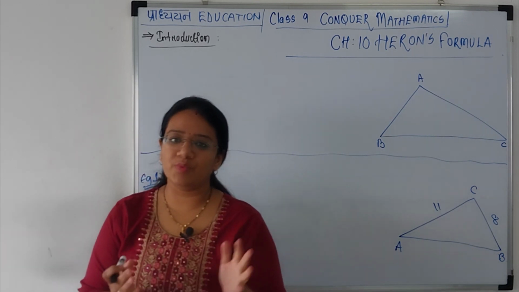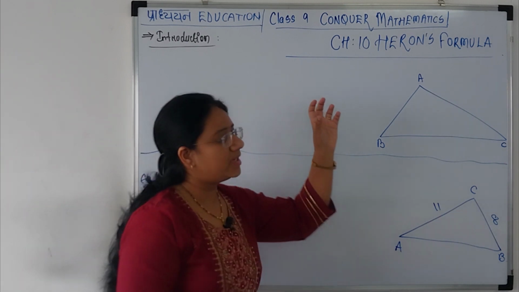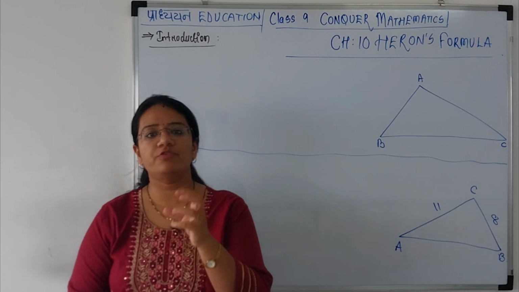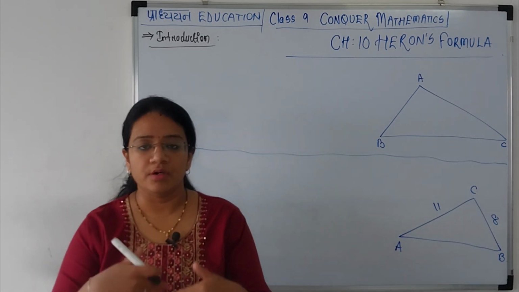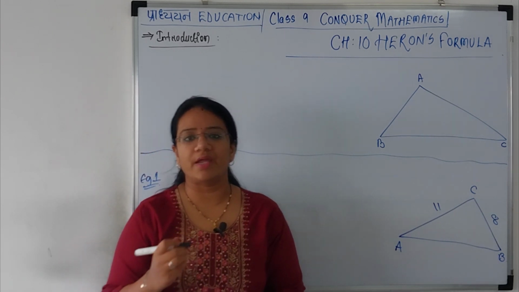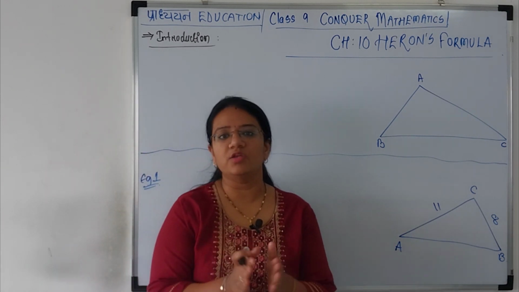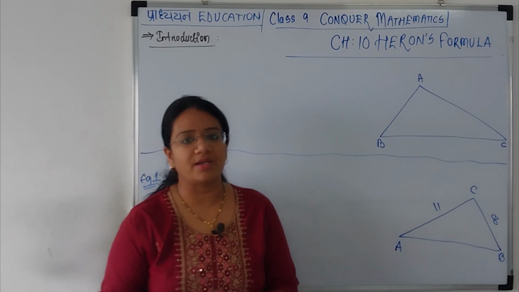So let us understand what Heron's formula is. Heron's formula is basically an expression to find the area of a random triangle. Not very specific equilaterals or isosceles, not like that. It is a formula to find the area of a scalene triangle in which all the three sides have different measures, all the angles are random.